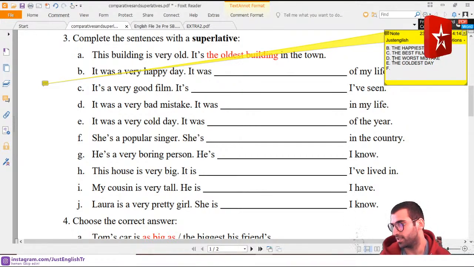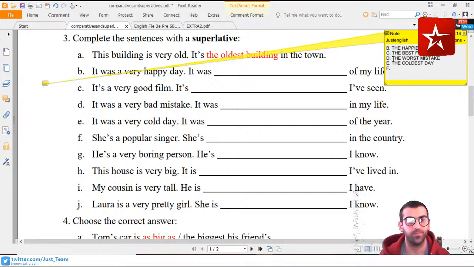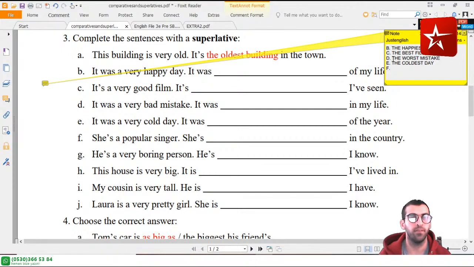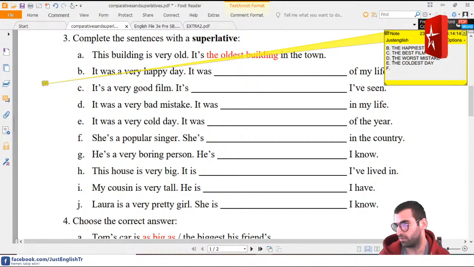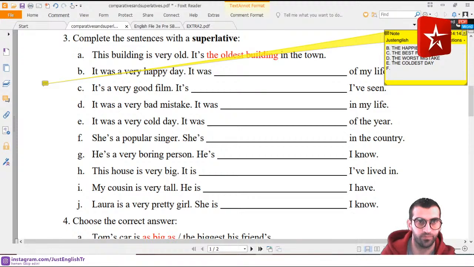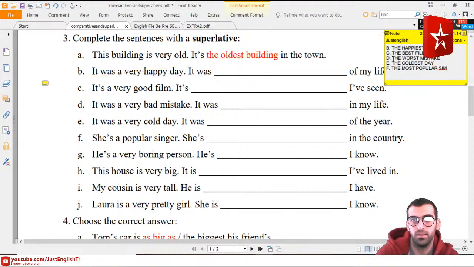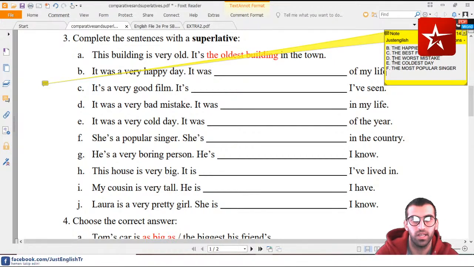And F, she is a popular singer. She blah blah blah in the country. Okay, let me wait for your answers to F. She is a popular singer. She is the most popular singer in the country. Mehmet Olkats, thank you. She is the most popular singer, yes, singer in the country.